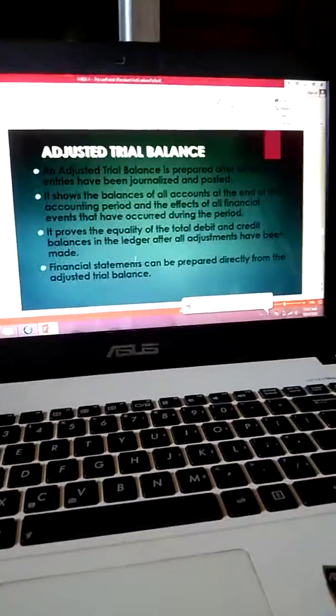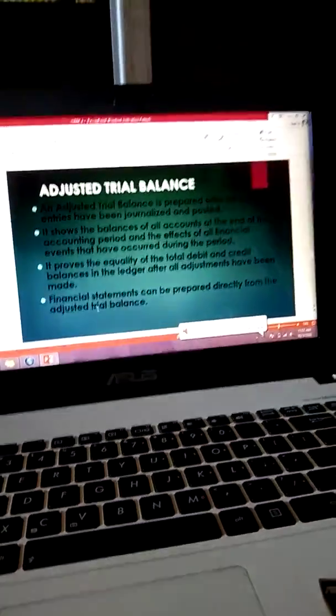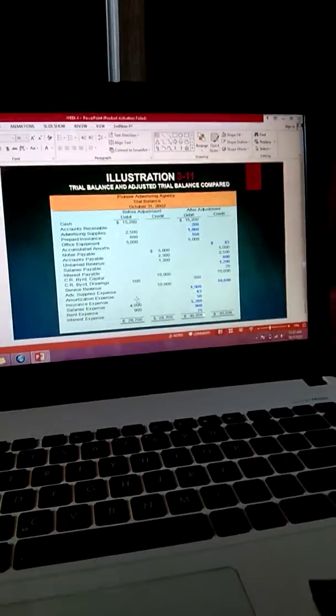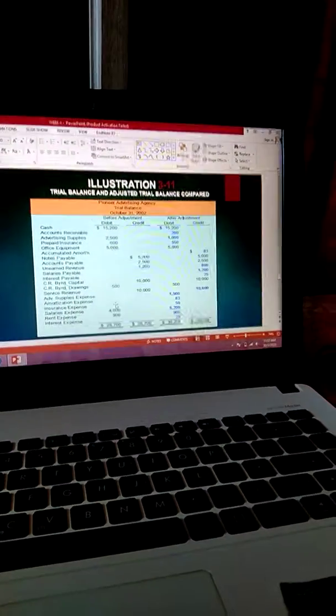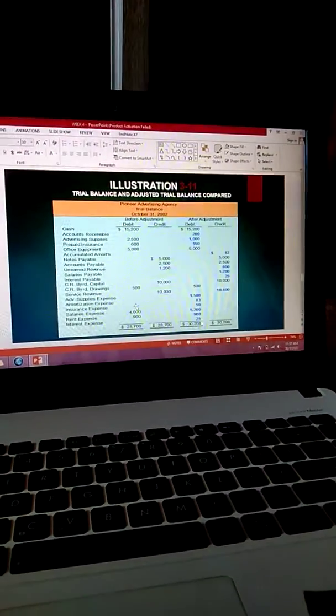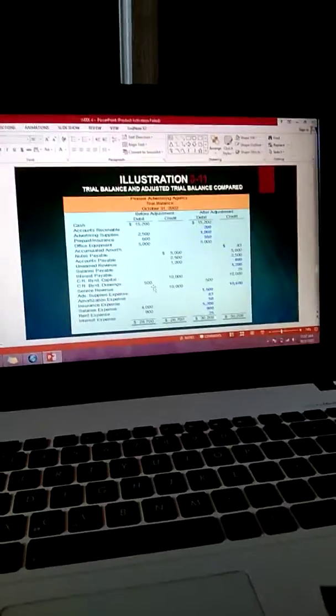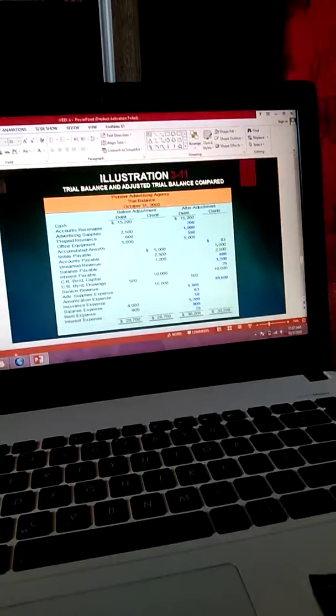And the last point, financial statements can be prepared directly from the adjusted trial balance. So there is the example of the trial balance, before adjustment like this, and after adjustment the amount is going to be a bit different. That's why you do the adjustment, then you need to prepare a new financial statement, which is the new trial balance and new income statement.